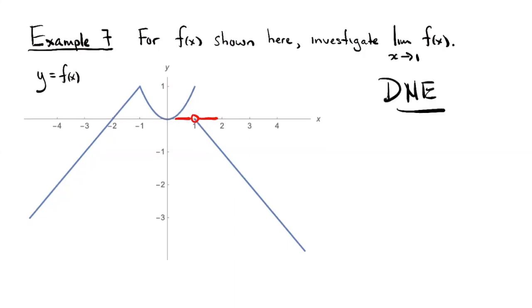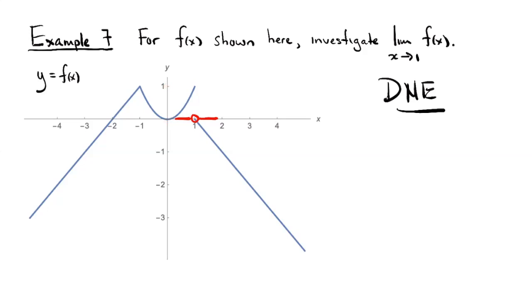It doesn't exist for a less dramatic reason than the previous example. The previous example, near x equals 0, that sine of 1 over x function was just freaking out. But here, this function doesn't freak out really at x equals 1. It's just that what its limit is trying to be from one side, from the left, the function values are trying to be very close to the number 1.